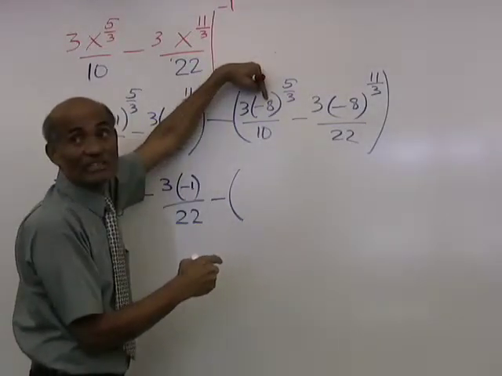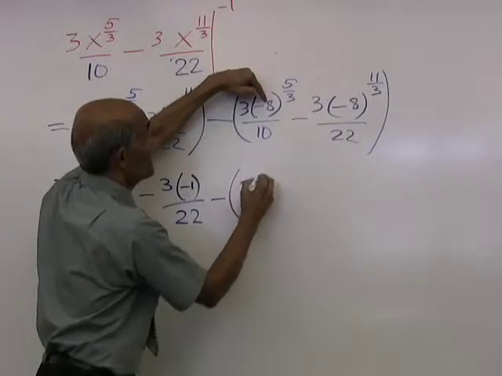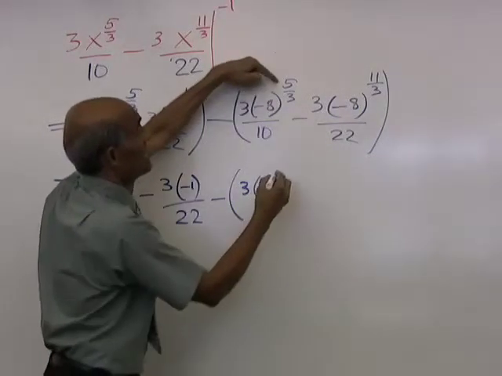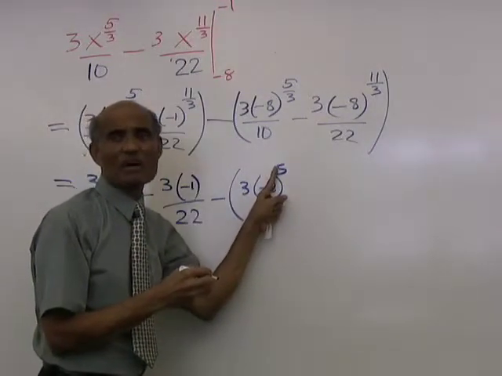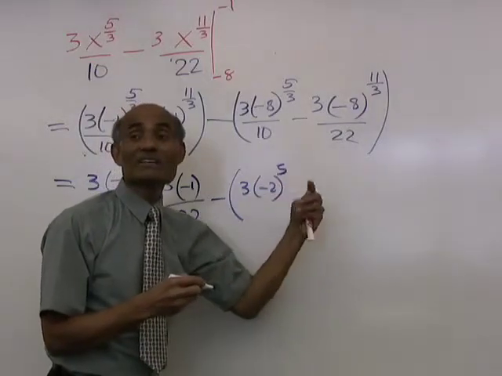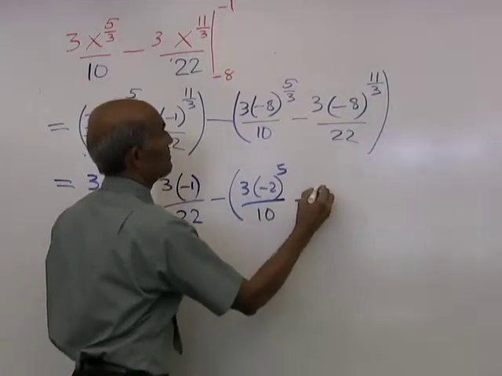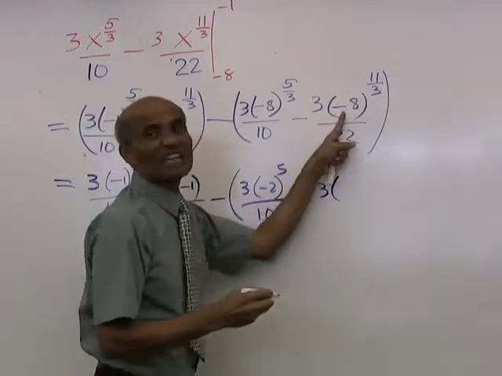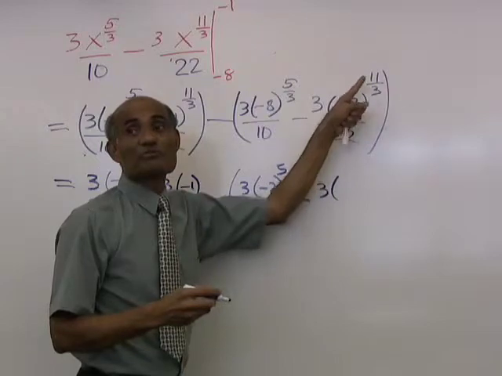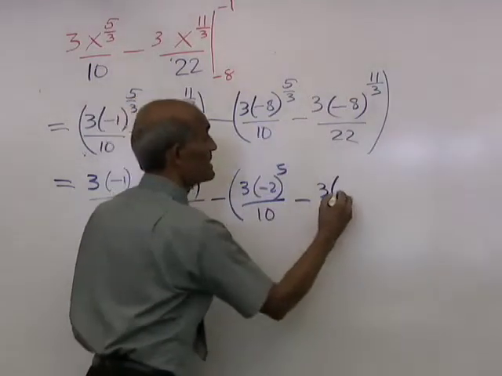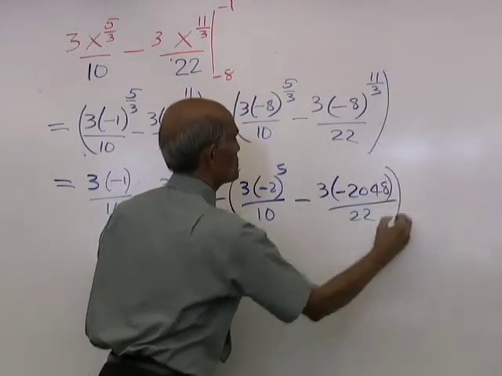Alright, tell me this. Negative 8 to the power of 5/3. The cube root of negative 8 is negative 2, and that raised to the power of 5. Can you tell me what this is? Negative 2 raised to the power of 5 will be negative 32. Let's leave it like that for the time being, over 10 minus 3 times what we say this is. Negative 8, the cube root of that is negative 2. Negative 2 raised to the power of 11 is negative 2048 over 22.